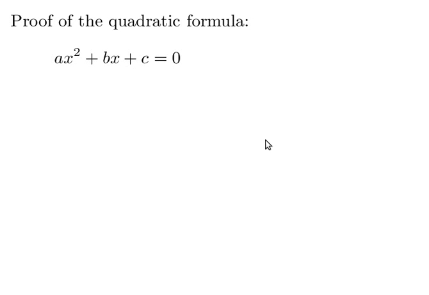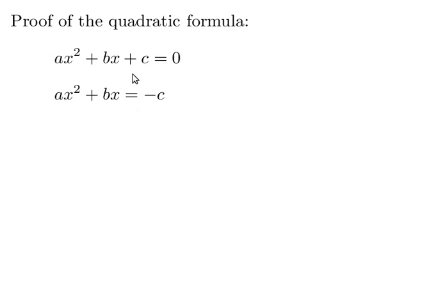Okay, so let's do the proof of the quadratic formula, which will involve completing the square. First let's start out with ax squared plus bx plus c equals 0. We already know that the quadratic formula will work, but right now we're presupposing that we don't know what this is going to be, so we're going to try to figure it out. The first thing I want to do is subtract c from both sides. So that means I'm going to have ax squared plus bx equals negative c.